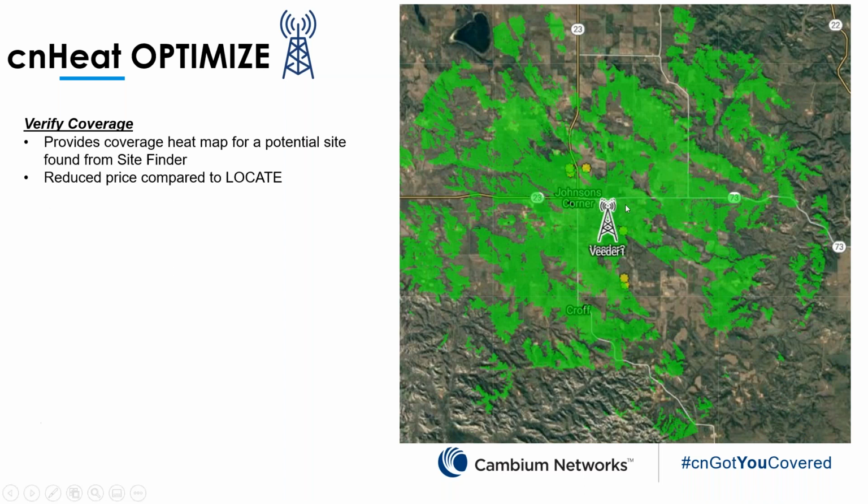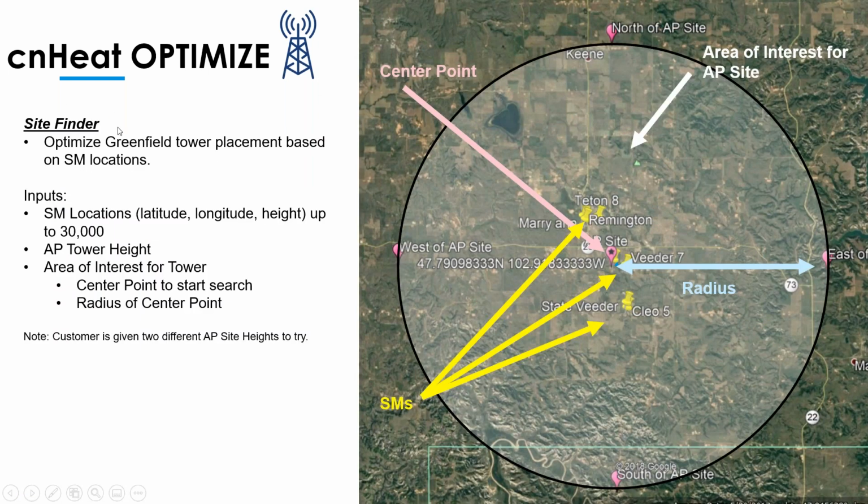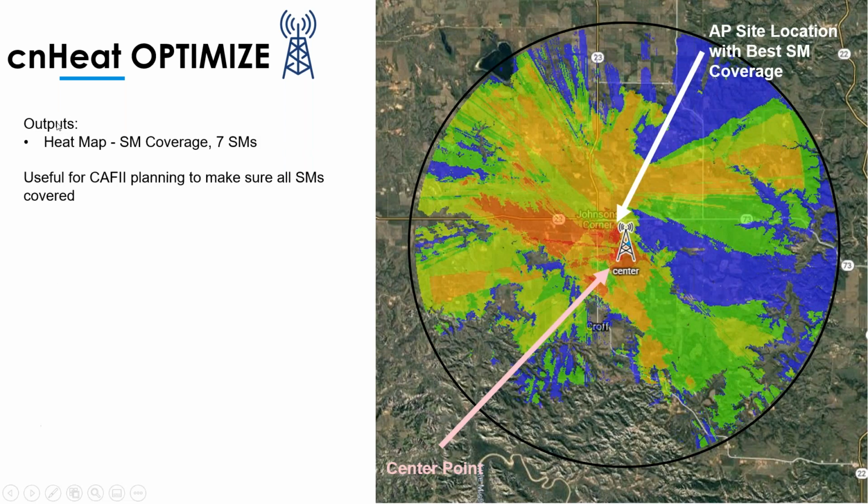Real quickly, how do you know that the coverage of the site does get your subscribers? And so what we have here for you is something called verify coverage. So the first one, sorry, I wasn't clear. This is called Site Finder to figure out where to put your sites, and that's the output right here.